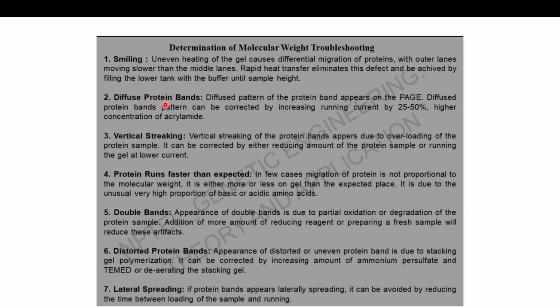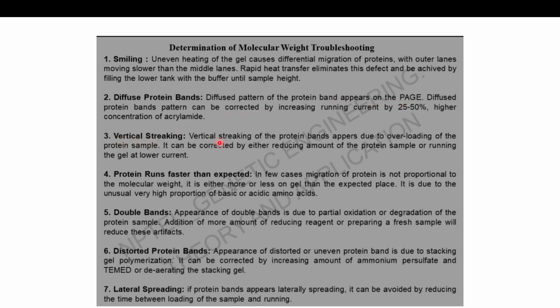Then there can be diffusion. It not only happens in the case of protein bands, it also happens in the case of nucleic acids. A diffused pattern of the protein band appears on the gel. Diffused protein bands can be corrected by increasing the running current, or using a higher concentration of acrylamide. Here, all these things have been discussed with the consideration that the sample of your interest is a protein.